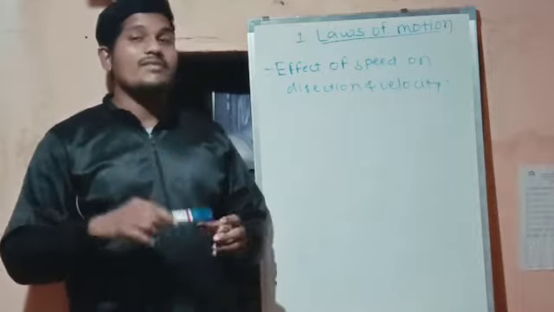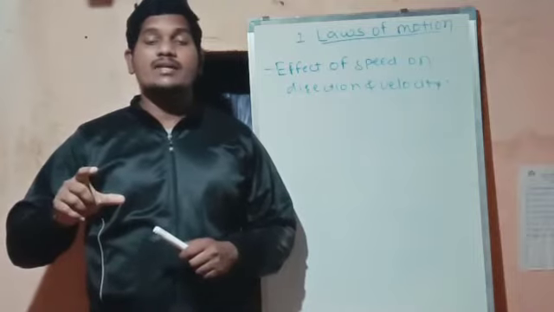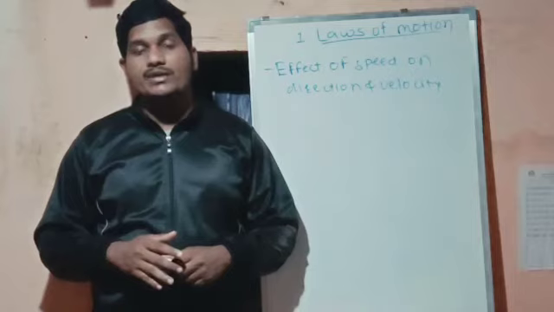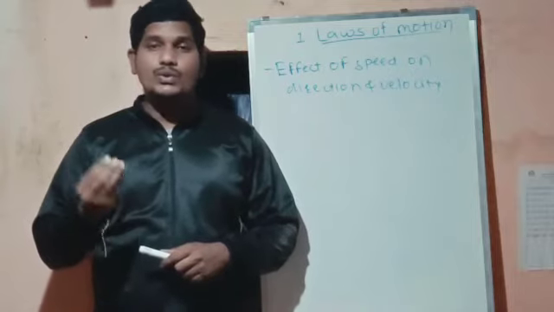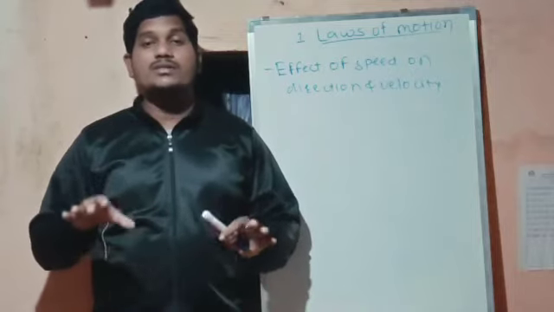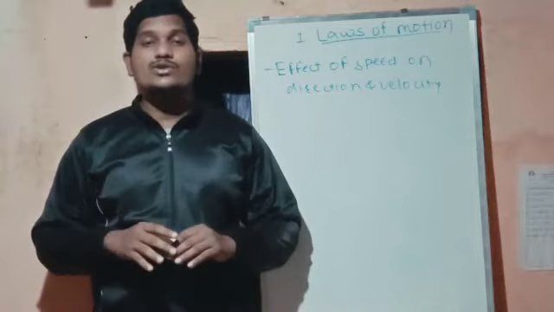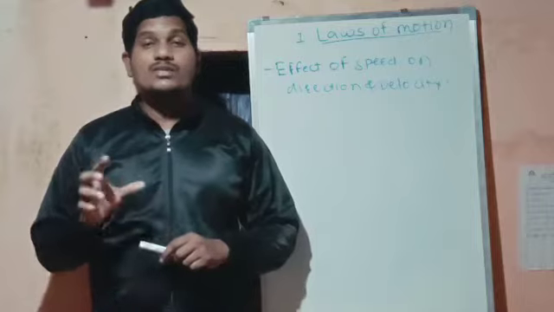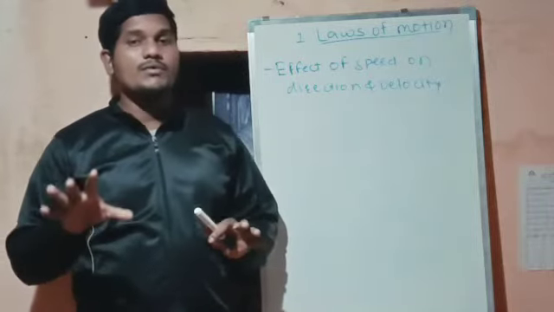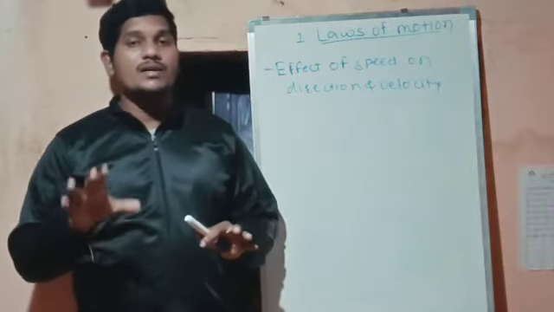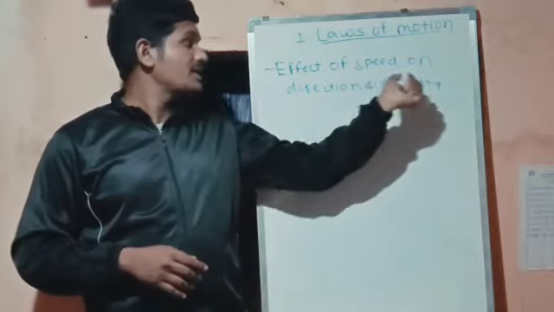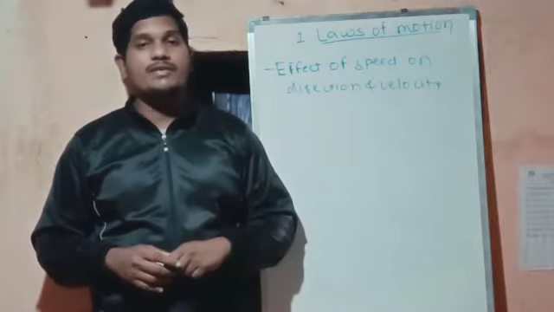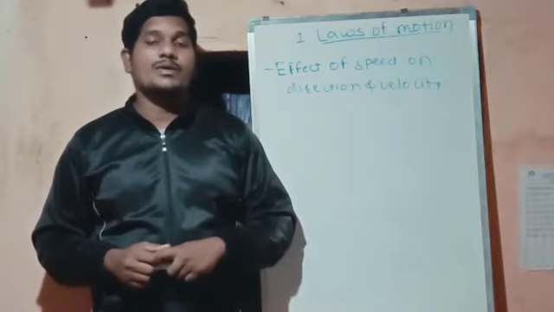So whenever there are turns, or whenever there is any vehicle coming toward you, you are applying the brake and decreasing your speed, or sometimes you are making your speed zero. So this is the speed. This is one of the examples from which we can demonstrate that the speed will be affectable on the direction and the velocity. Speed will be affectable on the direction and the velocity.